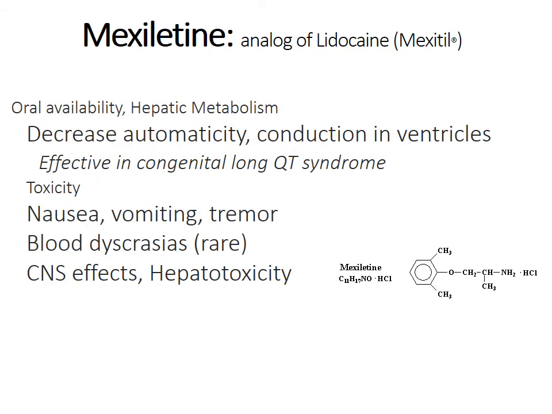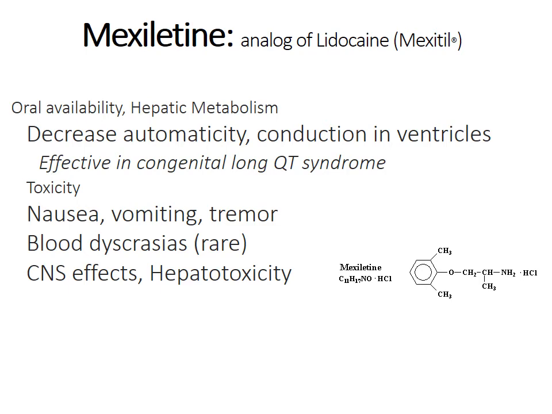Another drug here is Mexiletine, which is an analog of lidocaine. This one does have some oral availability. Here again, you're going to see decreased automaticity, decreased conduction of the ventricles, and you can actually see it being used for patients who have congenital prolonged QT syndrome. So it may be useful for them to help decrease the automaticity to help prevent sudden cardiac death due to torsades. As far as side effects go, again, nausea, vomiting, tremor possible here. You see similar CNS effects as you would see with lidocaine, and rarely you may see some blood dyscrasias. So changes in granulocytes and platelets and things like that.